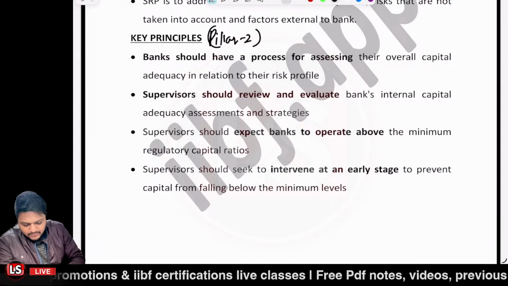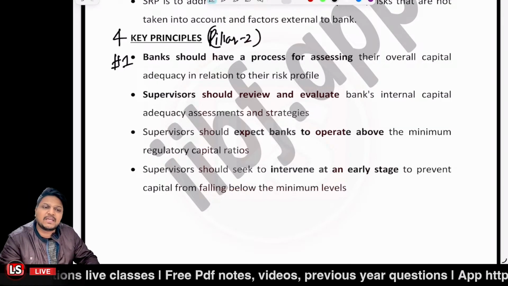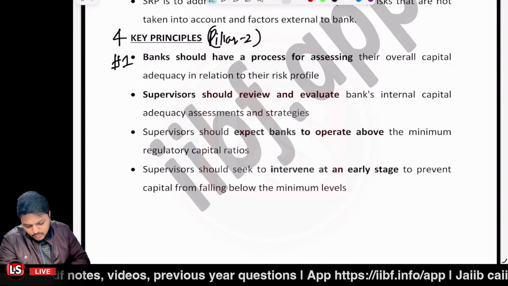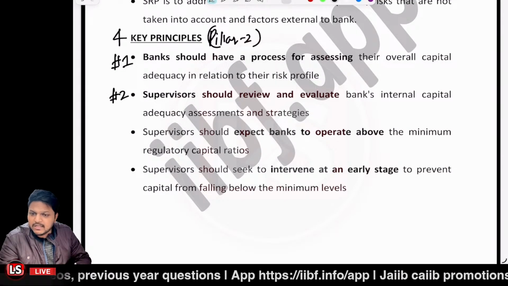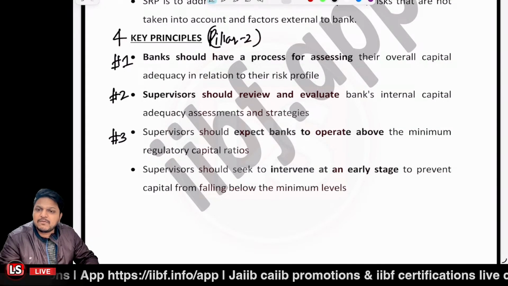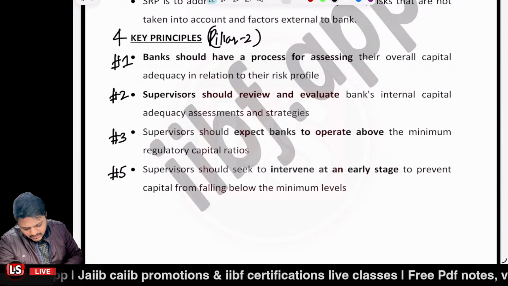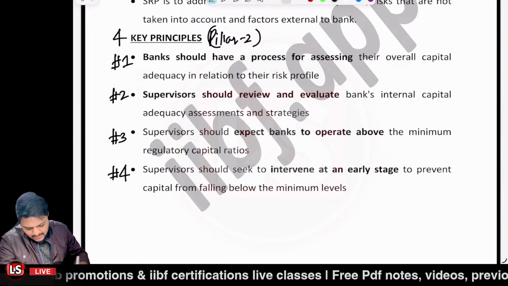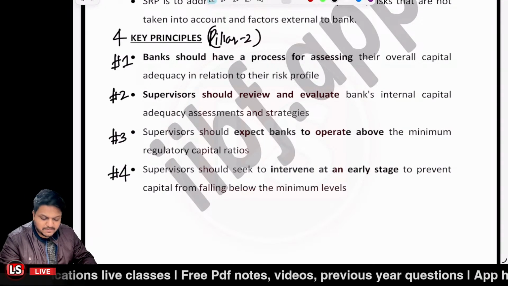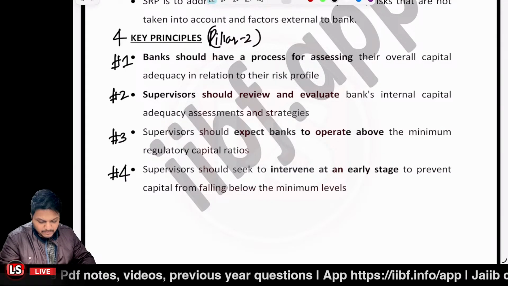For pillar 2, we have 4 principles. One, the banks must have a process to assess their overall capital requirement for adequacy purposes, and supervisors should be reviewing and evaluating those internal processes. Supervisors must expect the banks to operate above the regulatory capital. And fourth, the supervisors must intervene at an early stage so that the capital never falls below the stipulated minimum levels. So those are the 4 key principles, very important.